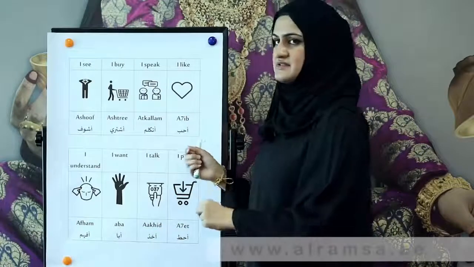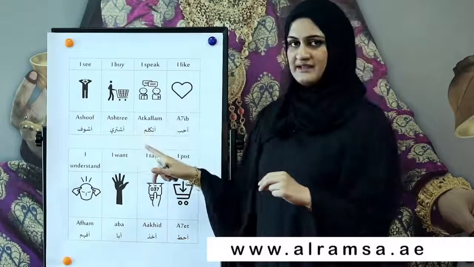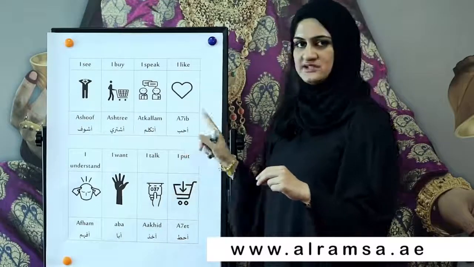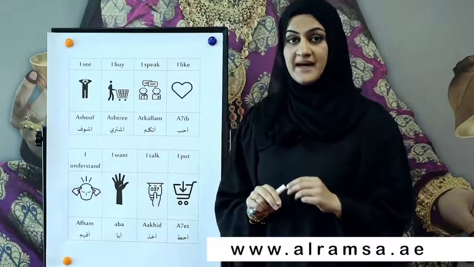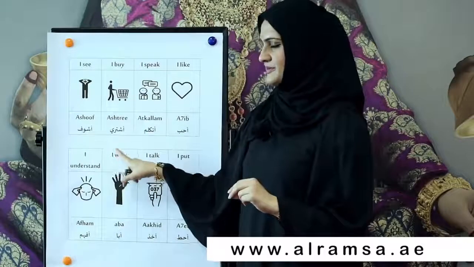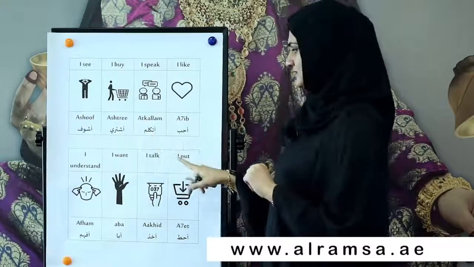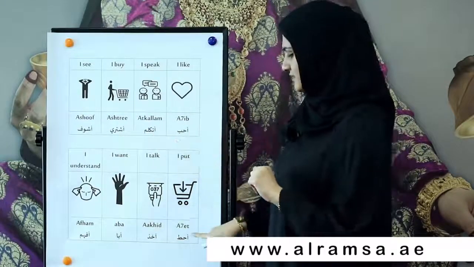And very important rule, you use it with the verbs. If you want to make the sentence negative, like for example, if you want to say, I don't see, I don't buy, I don't talk, I don't like, you will use the word ما. So, ما أشوف, it's like just MA. ما أشوف, ما أشتري, ما أتكلم, ما أحب, ما أحط, ما أخذ, ما أبى, which means I don't want, and ما أفهم.